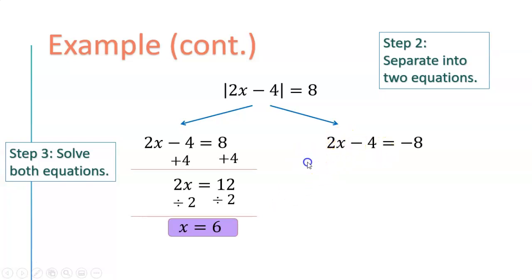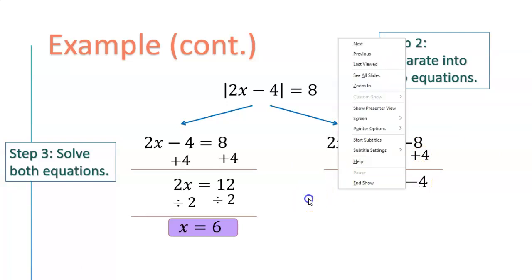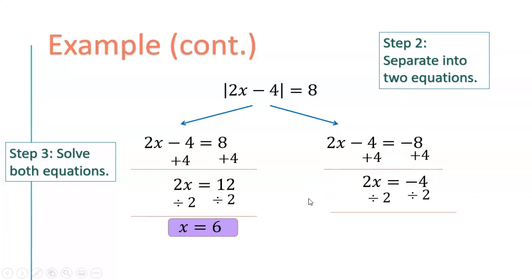When I solve the second equation, again, I add 4 to both sides, but this time that leaves me with 2x equals negative 4 because negative 8 plus 4 is negative 4. Then I'm going to divide by 2 on both sides again. And when I do that, I'm left with x equals negative 2. So my two solutions are x equals 6 and x equals negative 2.